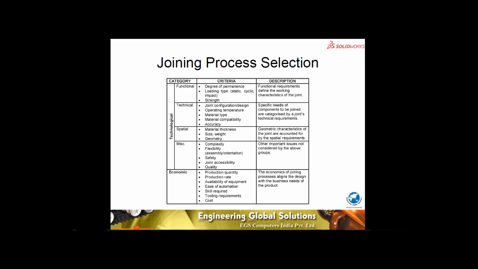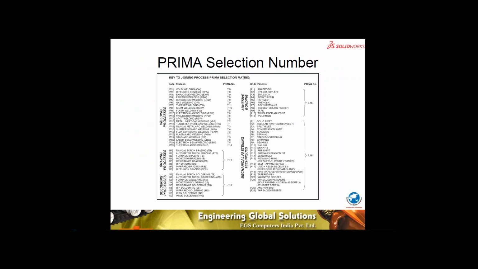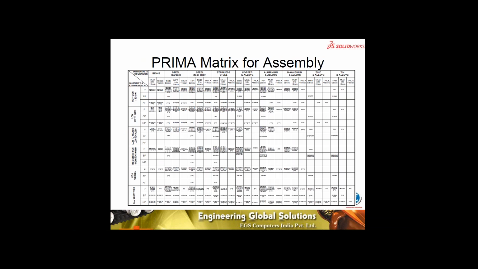If we look at the joining process selections, there are different methodologies that we can incorporate: functional, technical, spatial, miscellaneous, and the economic considerations that go into a joining process selection. The PRIMA selection number that comes in, again, is priority mapping, information mapping. You are looking at the welding processes, the brazing processes, the soldering processes, the adhesive bonding processes, the mechanical fastening techniques. A lot of different things are coming in together with the PRIMA numbers associated with them, leading to what is called the PRIMA matrix for assembly.